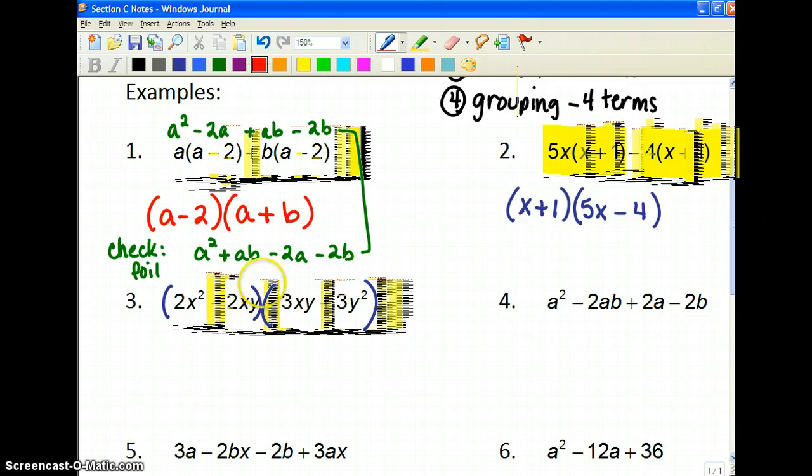Between the groups needs to be a plus sign. So notice this minus goes with this 3 only. So you can't put the parenthesis right here. That's important. All right, now all it is take out. So look at this first parenthesis. What do they have in common? 2x. So we take out 2x. What's left? X minus y.